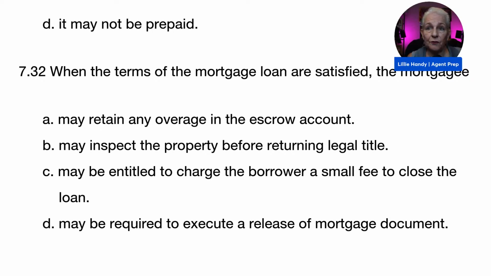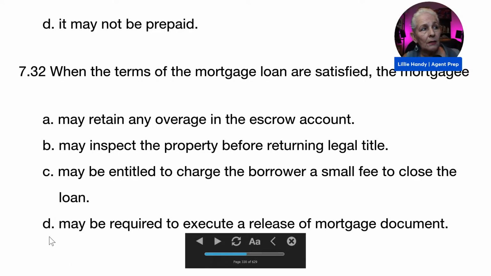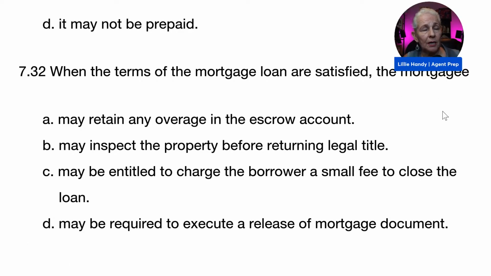So what is the answer for 732? The answer for 732 is D. The mortgagee, which is the lender, may be required to execute a release of mortgage document. It cannot retain the overage in the escrow account. That is what the borrower paid for property taxes and for insurance. That gets returned back to the borrower because it's a savings account. The escrow account is a savings account that the lender has for the borrower. That money belongs to the borrower.